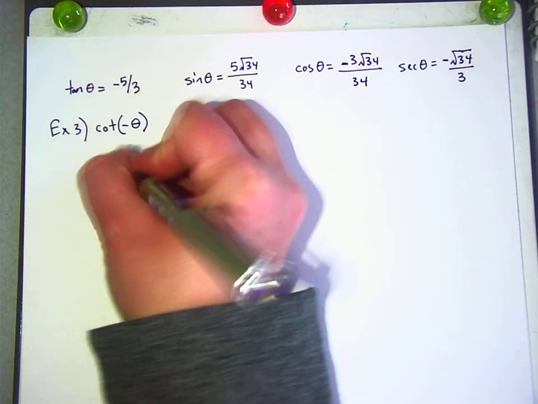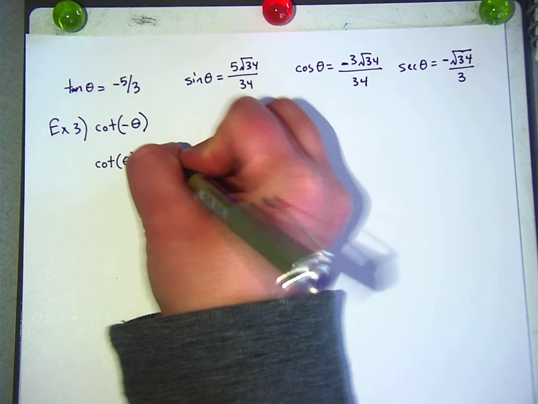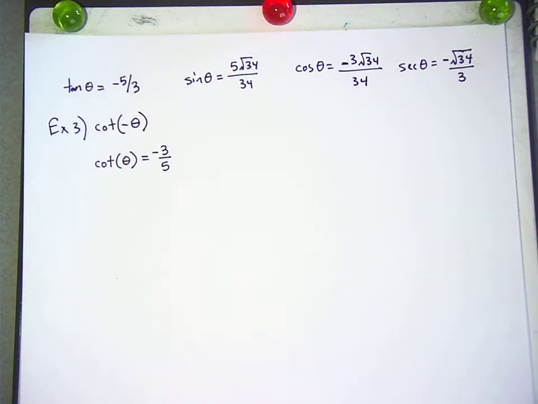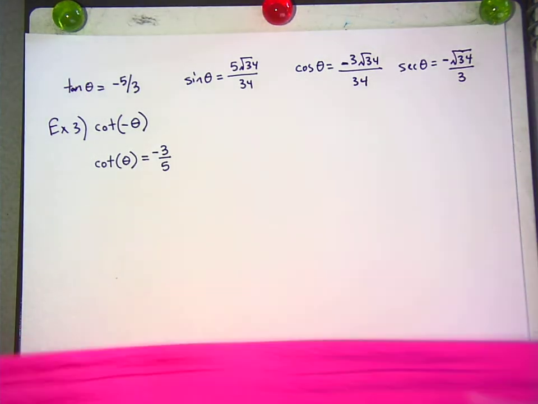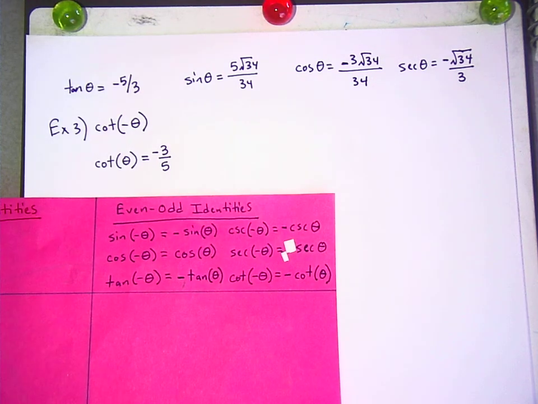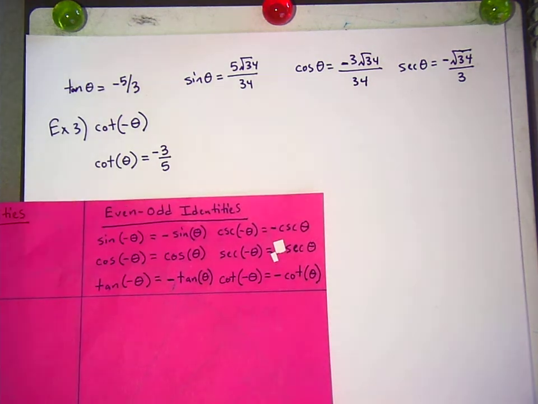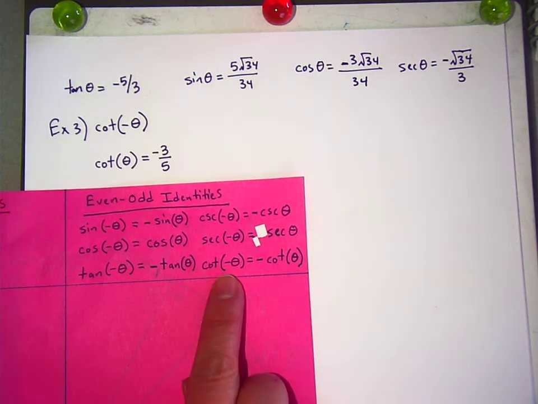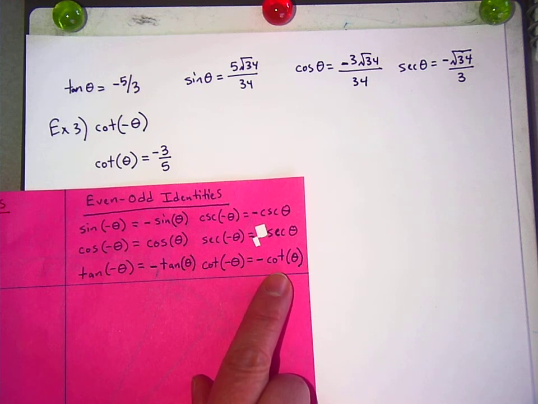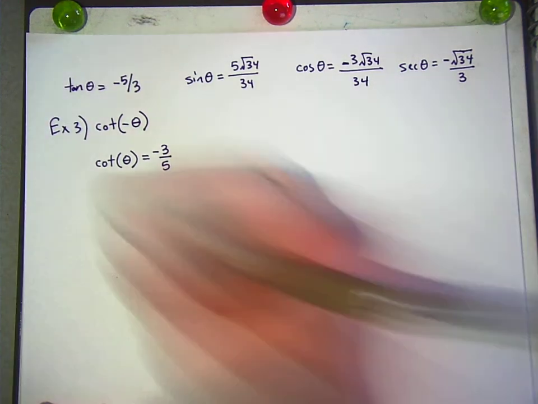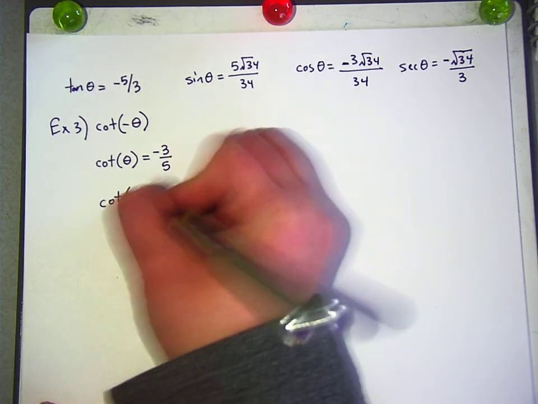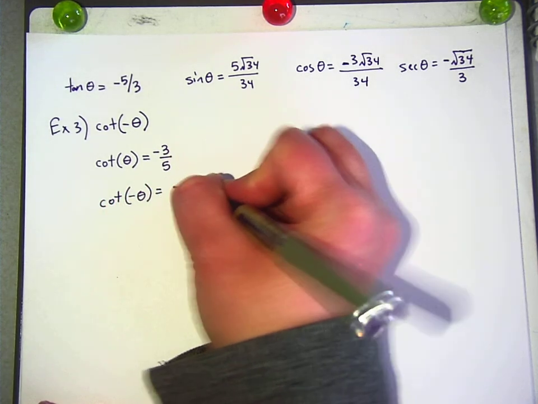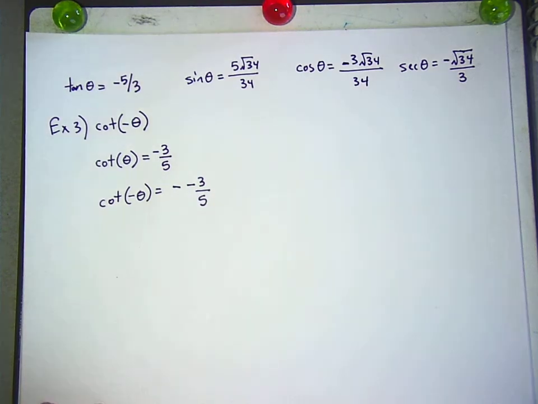The cotangent of theta is what? 3 over 5, or negative. Negative 3/5. But now the question is, what is the cotangent of negative theta? Well, so since what we have right now, then we just got to do minus cotangent of theta. So, right, when I look at this sheet, now I'm going to my even odd identities, and I'm saying if I want the negative theta of it, then I have to put a negative in front of whatever it was before. So the cotangent of negative theta equals a negative 3/5, which is a positive 3/5.